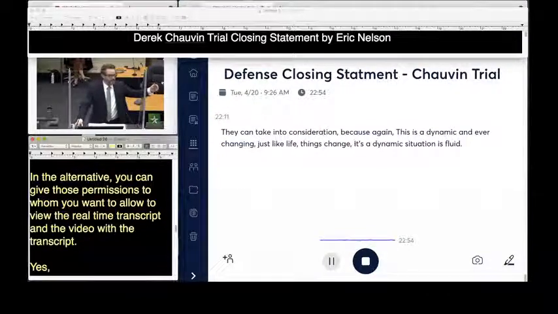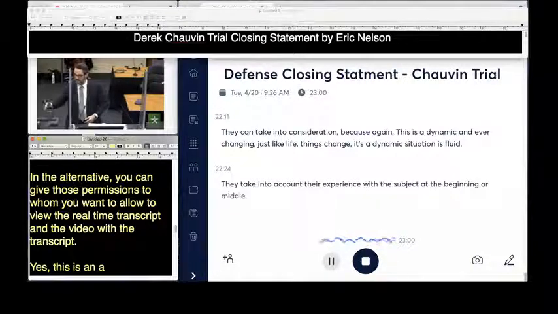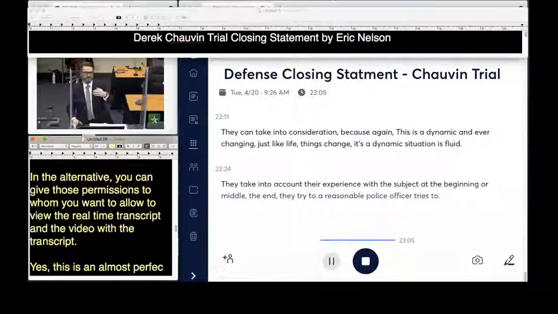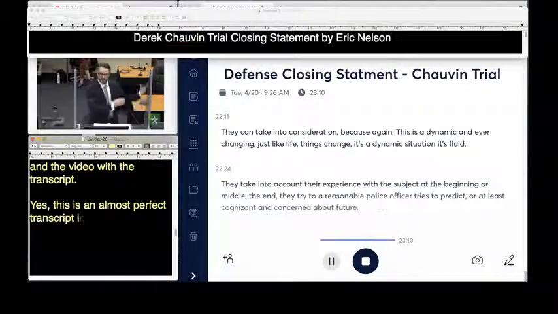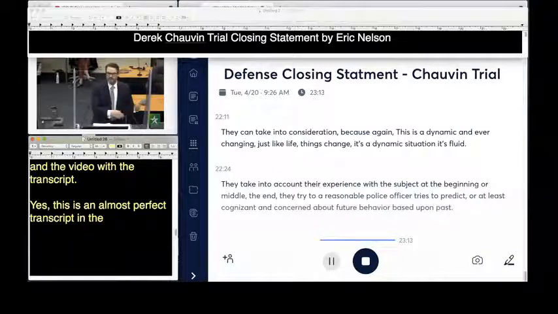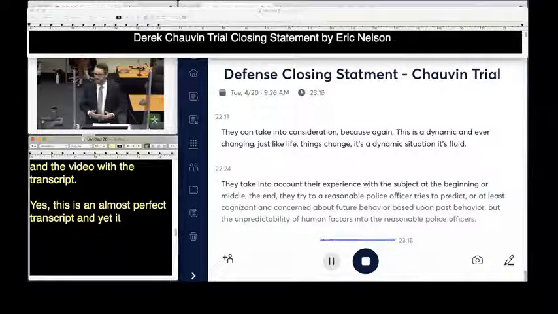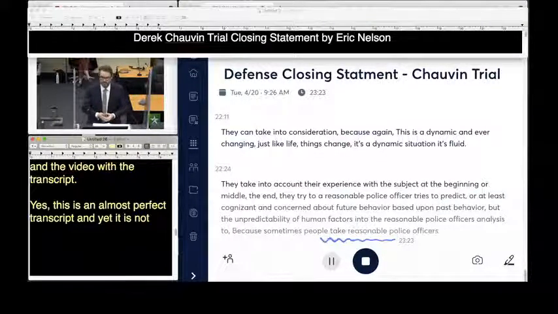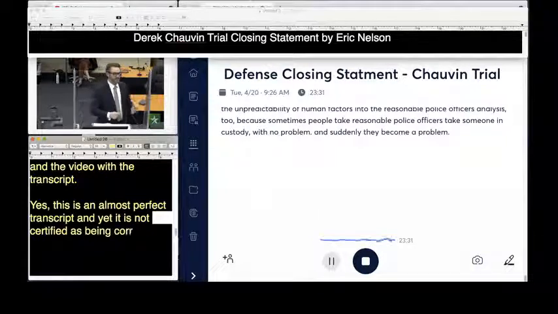They take into account their experience with the subject at the beginning, the middle, the end. A reasonable police officer tries to predict, or is at least cognizant and concerned about, future behavior based upon past behavior. But the unpredictability of humans factors into the reasonable police officer's analysis too. Because sometimes reasonable police officers take someone into custody with no problem, and suddenly they become a problem. It can change in an instant.